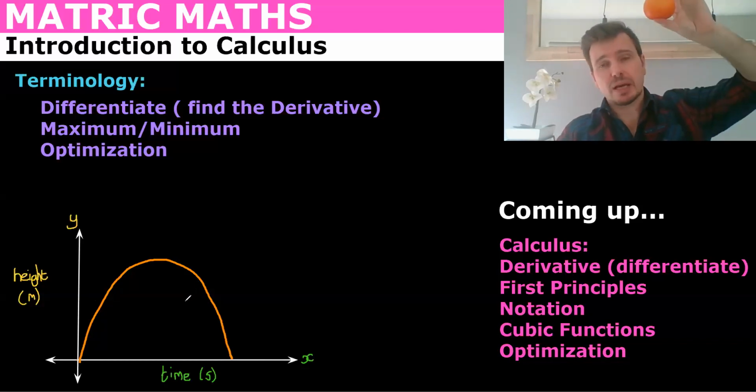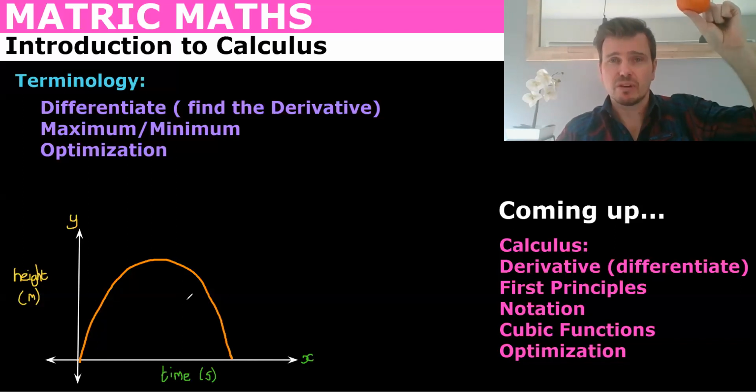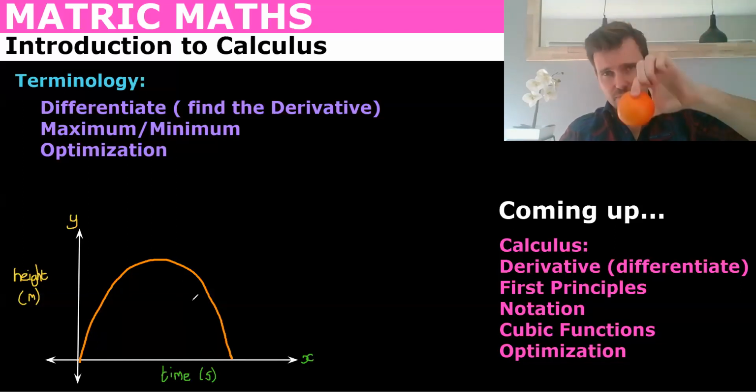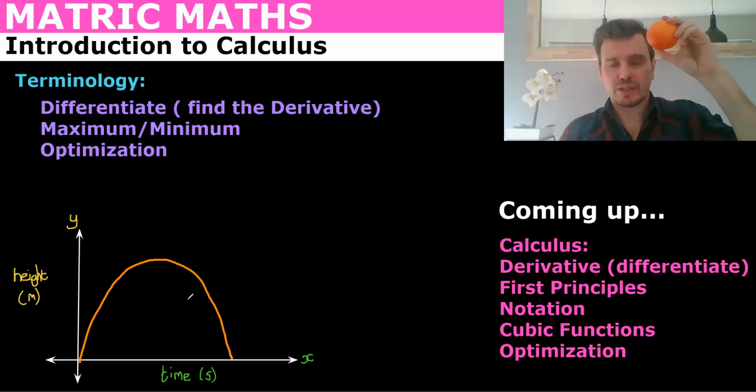When it hits that maximum height, our physicists all know that the velocity is zero, because it has to stop in order to come back down again. That's not so important. What is important is the calculus bit. Calculus is the study of the change.